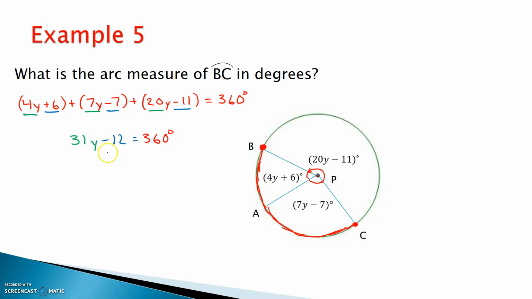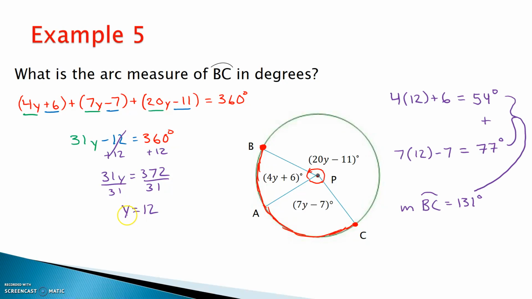What I have to do next, I do plus 12, plus 12. That is 31y is equal to 372. Last thing I do is divide both sides by 31. 372, let me put this in the calculator, divided by 31 is 12. y is equal to 12. Now I'm running out of time here, so I'm going to pause the video, show a little bit of work, and then I'll hit play. Sorry, so y is equal to 12.